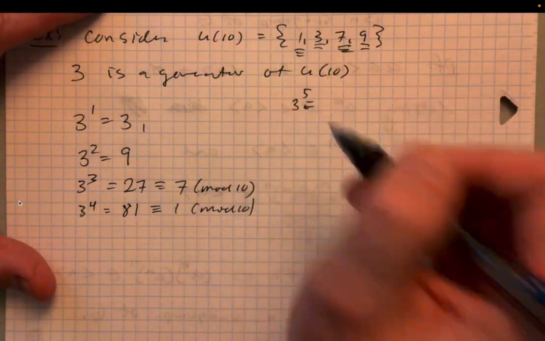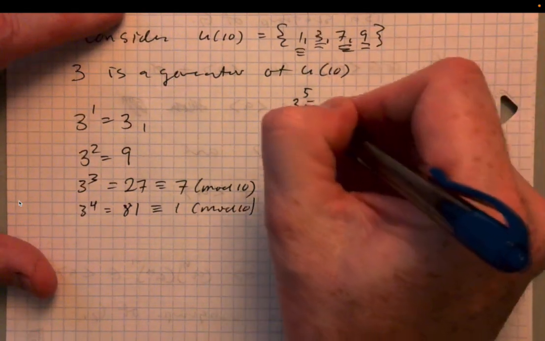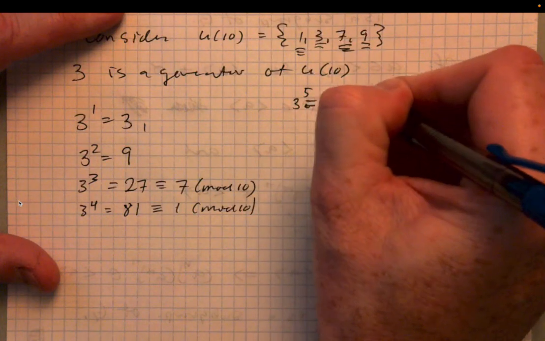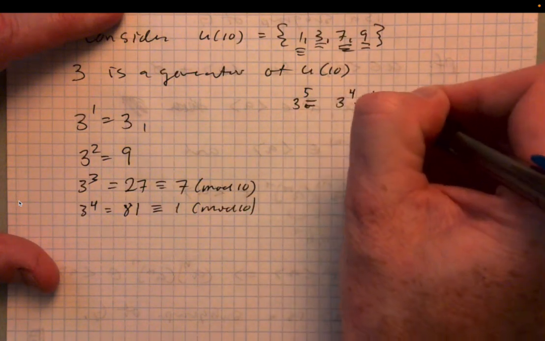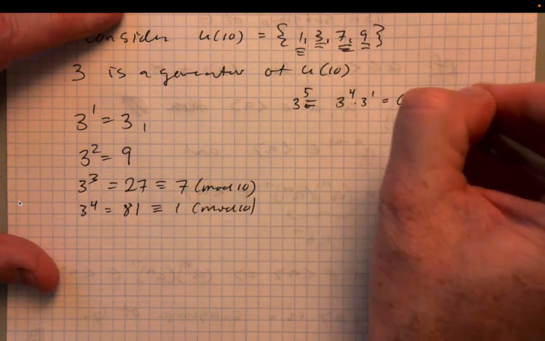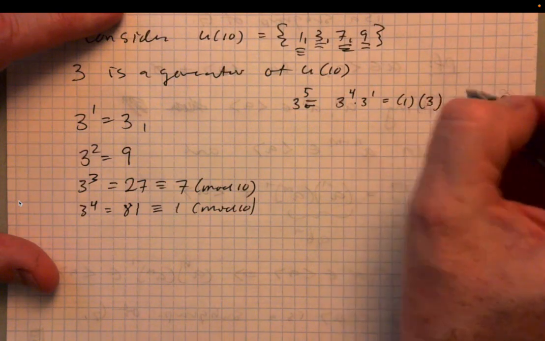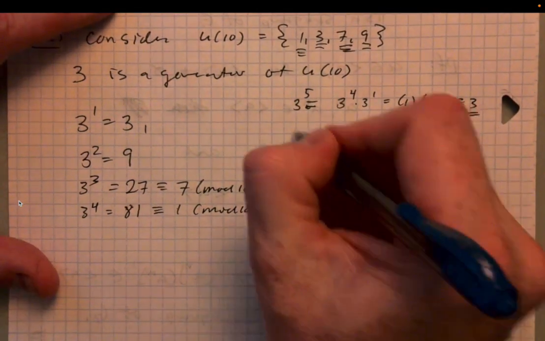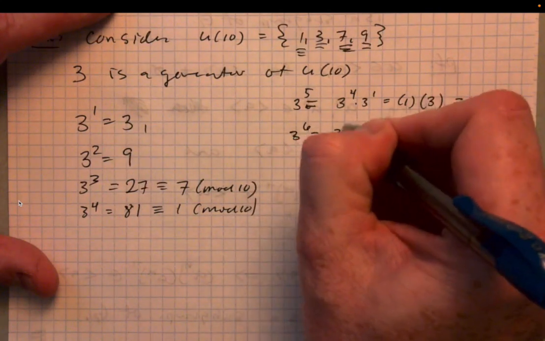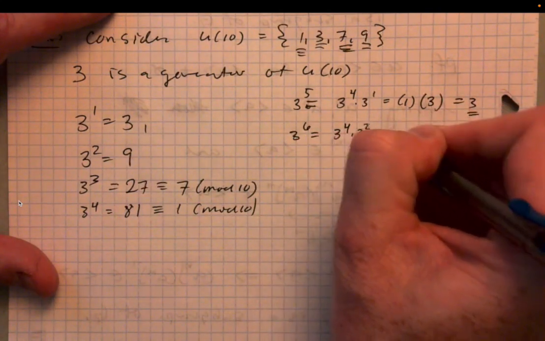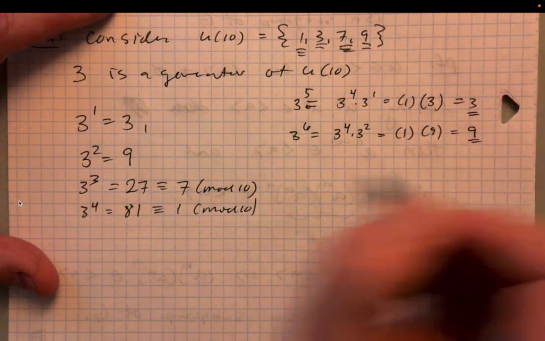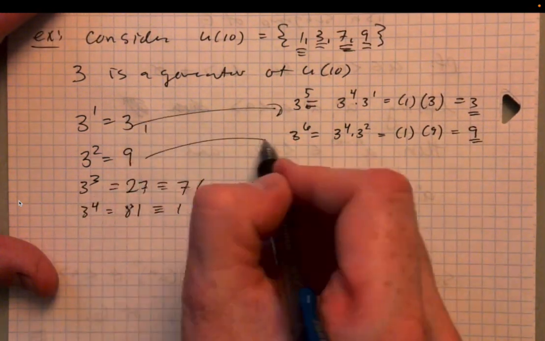So 3 to the fifth power, you can take shortcuts like this. 3 to the fifth is really 3 to the fourth times 3 to the first. And 3 to the fourth is 1, 3 to the first is 3, and so that gets you the 3 again. 3 to the sixth is equal to 3 to the fourth times 3 squared, and so that's 1 and 9. So that gets you that one. So you see we're repeating ourselves here, aren't we?